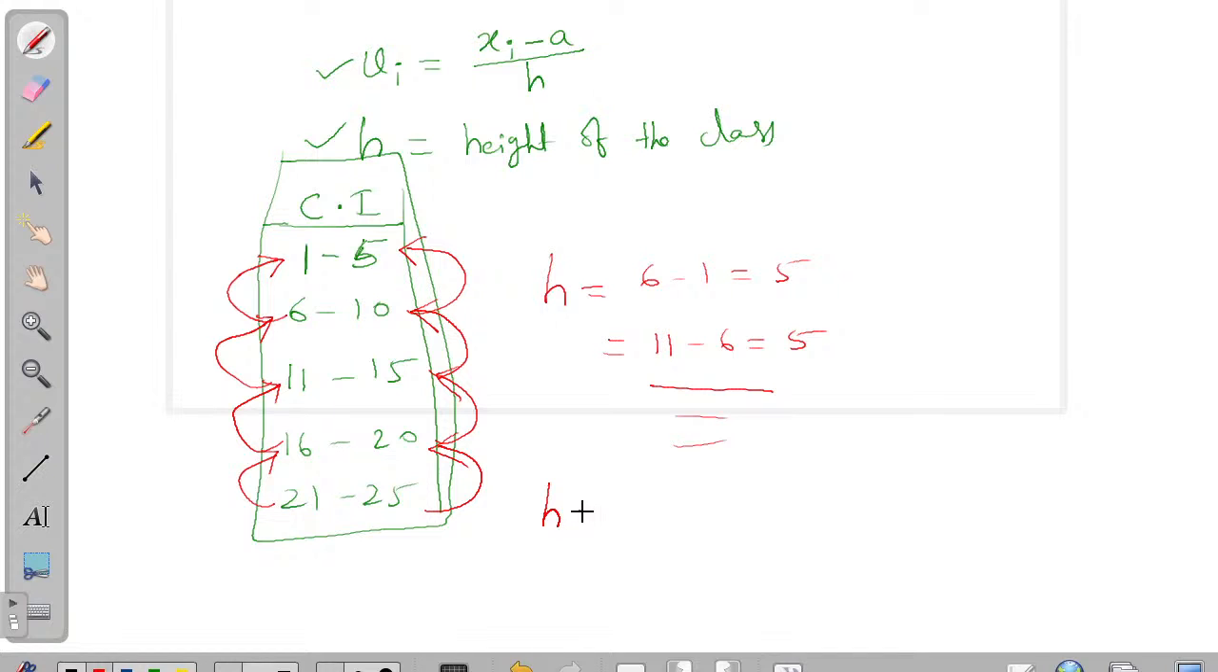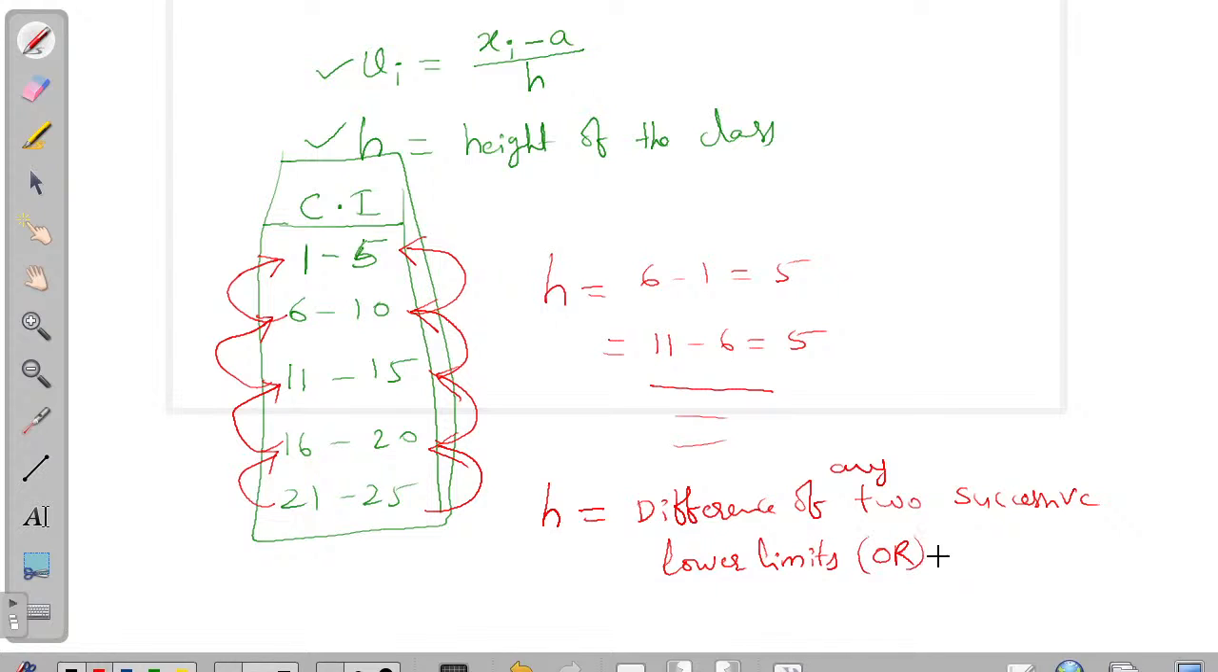Height of the class is equal to the difference of any two successive lower limits or upper limits. For inclusive classes also, the same procedure.